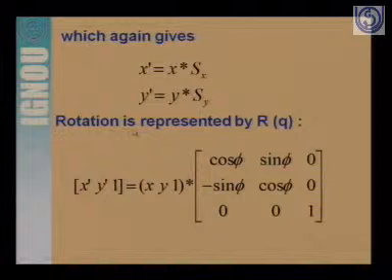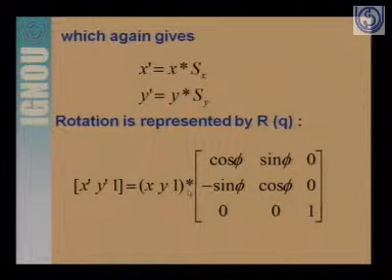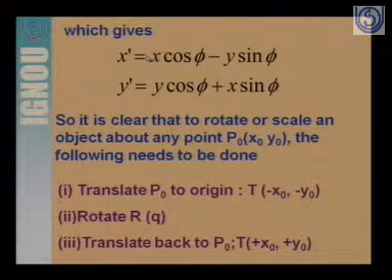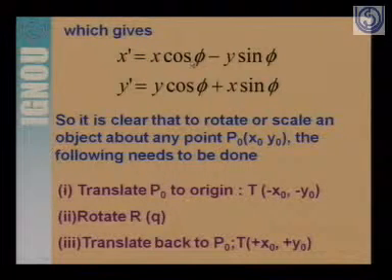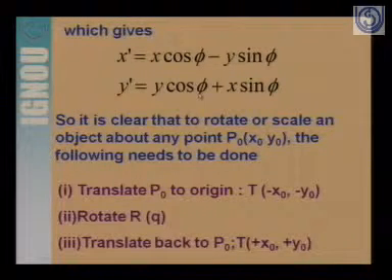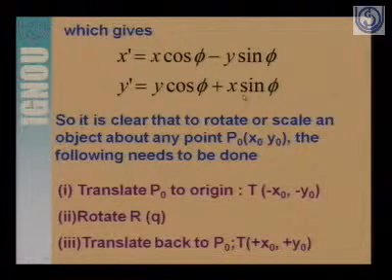Rotation is represented by R, and [x' y' 1] is equal to [x y 1] multiplied by the matrix for rotation [cos phi, sin phi, 0; minus sin phi, cos phi, 0; 0, 0, 1], which gives finally x' is equal to x cos phi minus y sin phi, and y' is equal to y cos phi plus x sin phi.